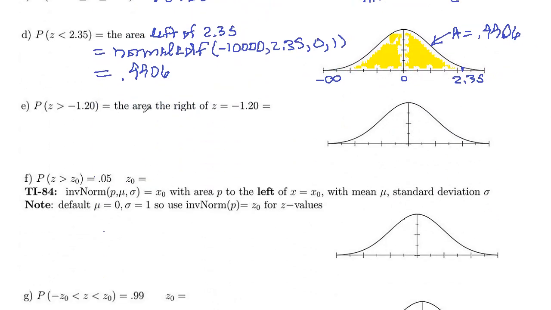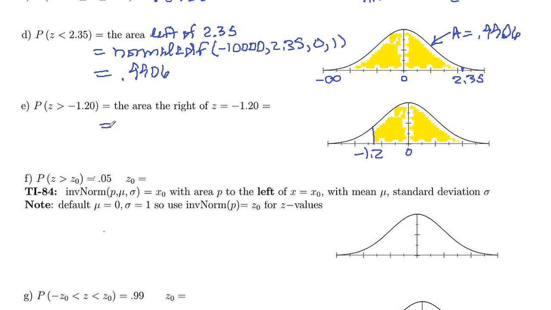And then here they want the right area. So the area to the right of negative 1.2, which is equivalent to saying the probability that the z-score is greater than negative 1.2. So here's z equals 0 in the middle, negative 1 here, so negative 1.2 would be about right there. And then we want the right area, so we want that area there.